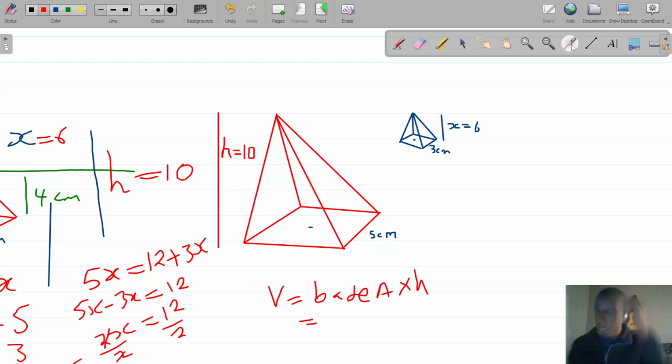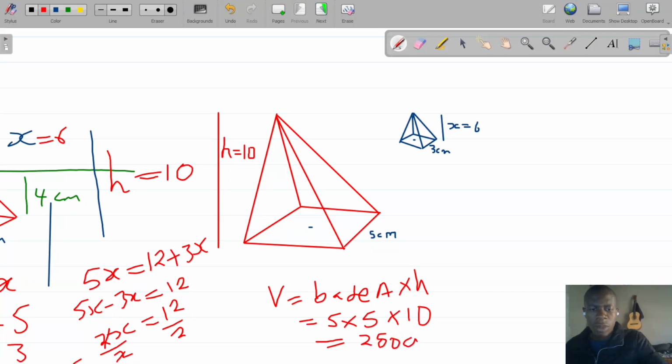We have a square. How do you find area of a square? It is length times breadth. So now these lengths are equal, so it will be just this 5 times the other 5 that is there. So L times B, which is L squared, which is just 5 times 5. Since they are the same, we say 5 times 5 times the height, which is 10. So the volume of this one is 250 centimeter cubed. So that will be the volume of the entire pyramid.